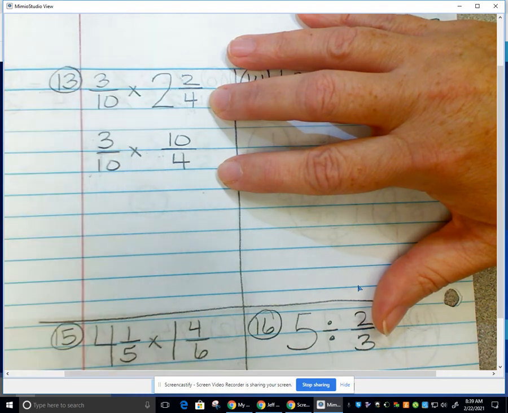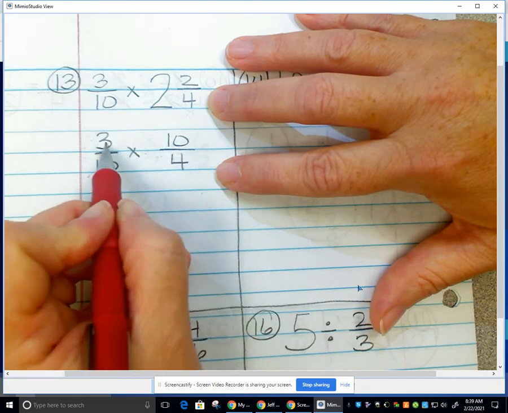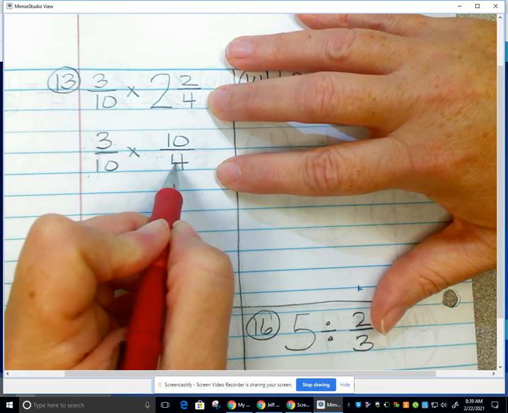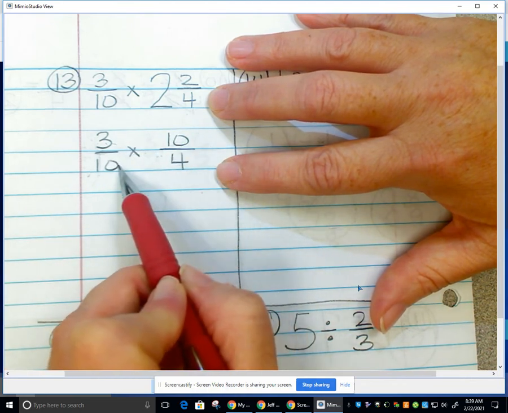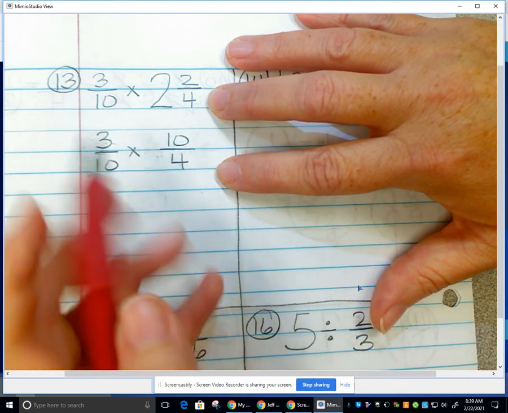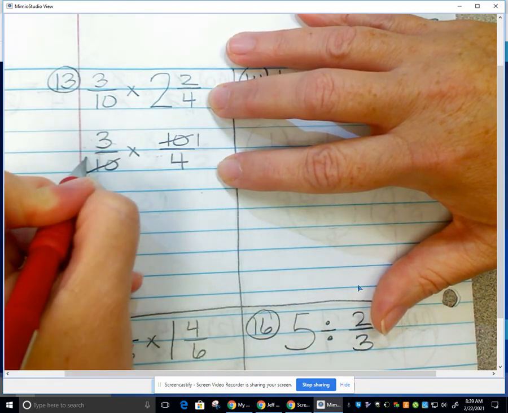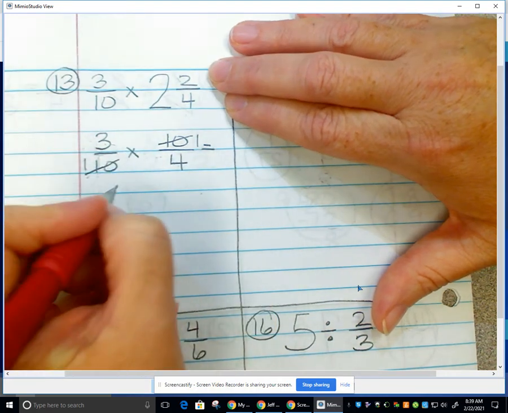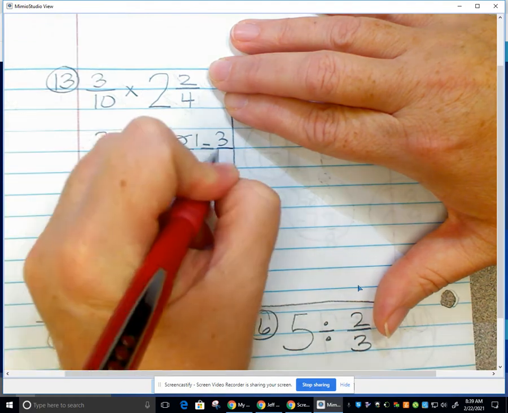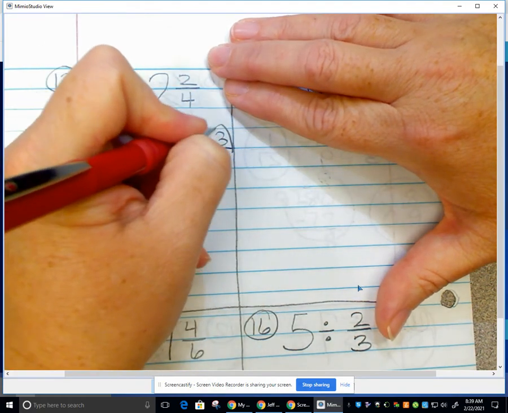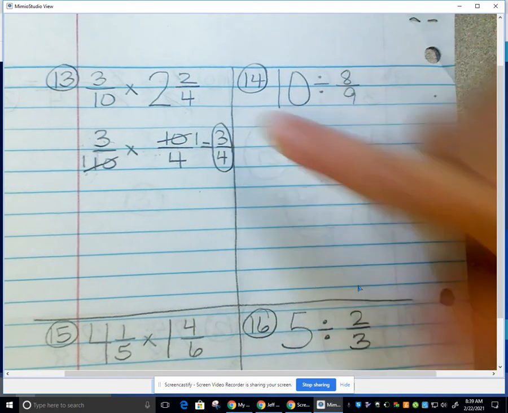a mixed number. Now, can I do any cross canceling? Oh, I see. The 3 and the 4 I can't. I don't know of anything that'll go into 3 and 4 besides 1. But 10 and 10, I could divide both of these by 10. 10 will go into 10 one time. 10 will go into this 10 one time. When I come across, watch how this will work. 3 times 1 is 3. 1 times 4 is 4. 3/4 is in simplest form because they are neighbors.